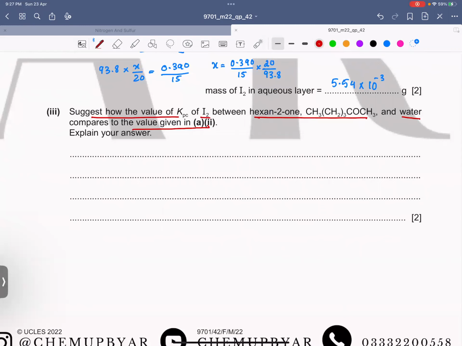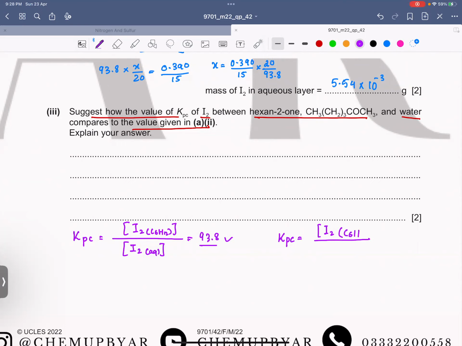Okay. Yes, can anybody comment on this? It's lower. Why is it lower? Because I2 is more soluble in hexane-2-one. Okay. They are actually asking, if somebody is confused, see, in the previous equation we have a ratio between the concentration of iodine in cyclohexane and aqueous iodine, and we get the value that is 93.8, right? Now they ask, for example, if you have this ratio or this relation for iodine in hexanone, right?